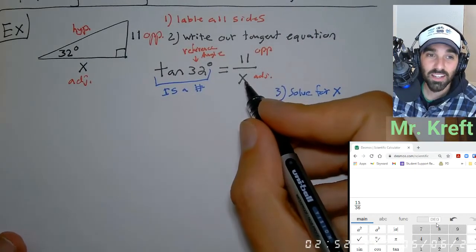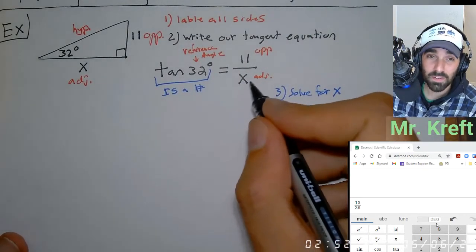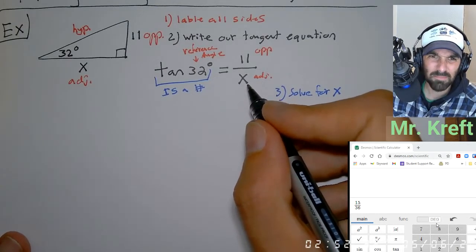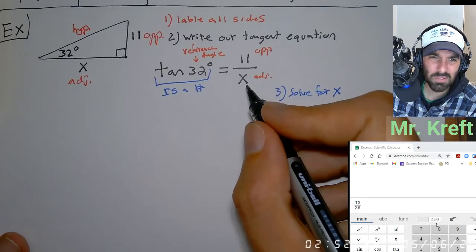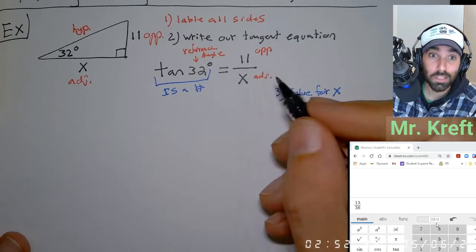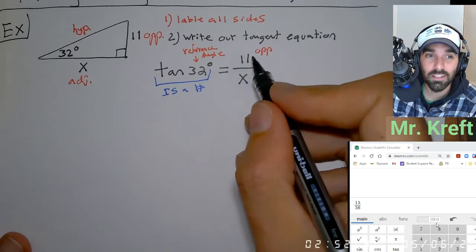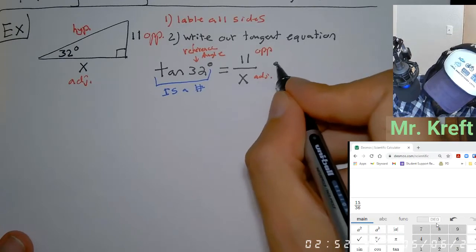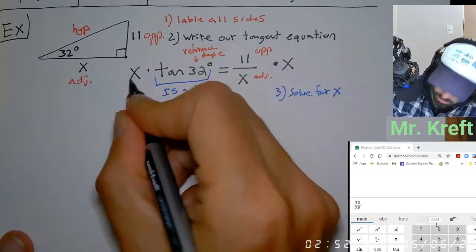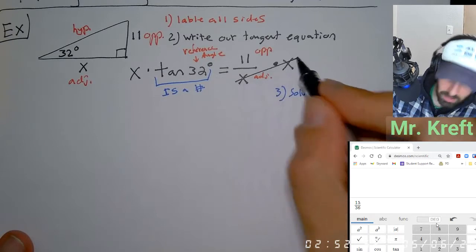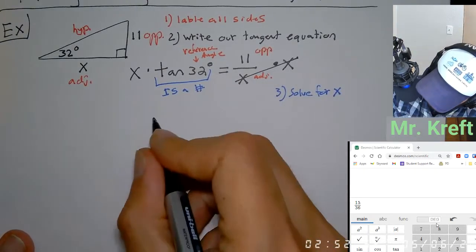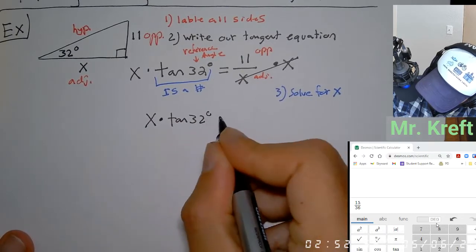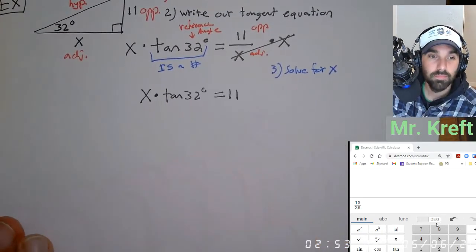So if I want to solve for x, do you guys see how I have x on the bottom on this side? Do you ever want x on the bottom when you're solving? Is that our end game? Right? No, we don't want x on the bottom. So get x off the bottom. This is 11 divided by x. So what's the opposite of divide? It's multiply. So let's multiply both sides by x. Okay, the x's go away. And I get x times the tangent of 32 degrees equals 11.